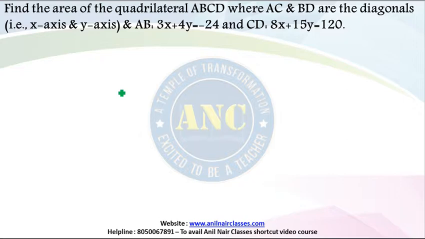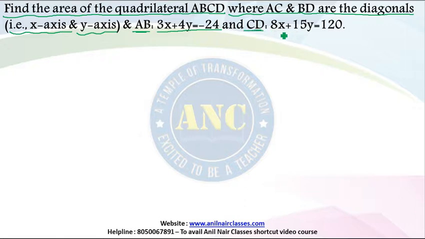Again, this is a very, very good question. Your question is, find the area of the quadrilateral ABCD where AC and BD are the diagonals. That means the diagonals are the x-axis and y-axis. AC is nothing but the x-axis. BD is nothing but another diagonal which is the y-axis. The third line is AB, which is given by this equation. And the fourth line is CD, which is also given by another equation.